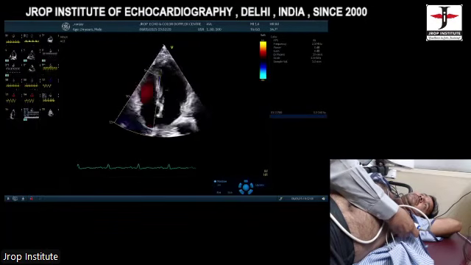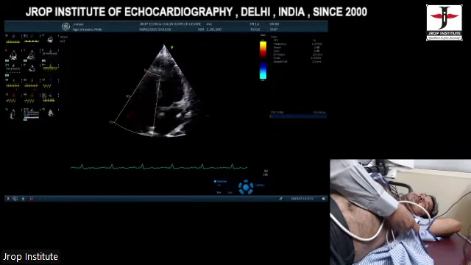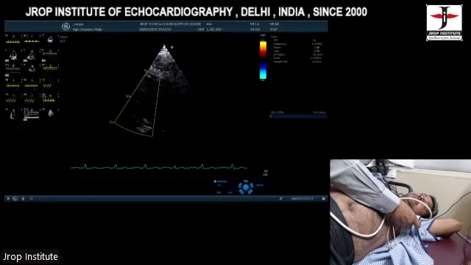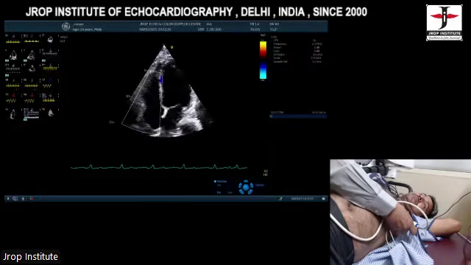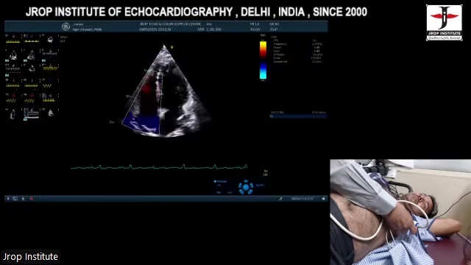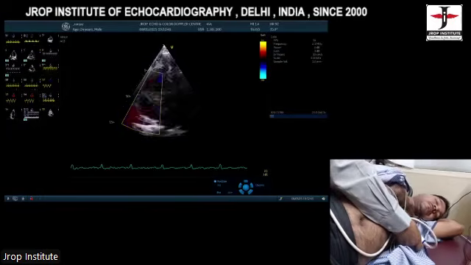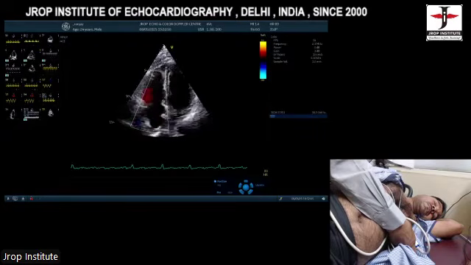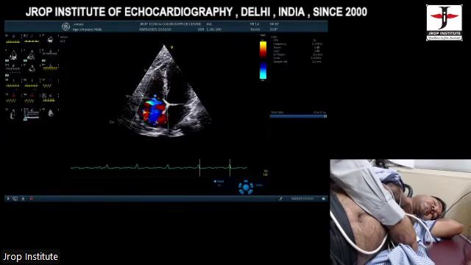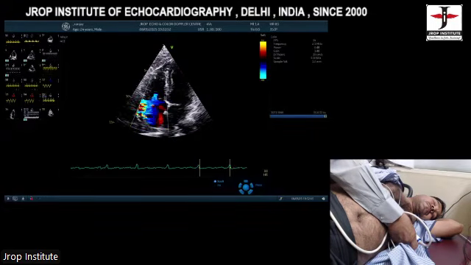Look, I can't see a good TR jet in my 4-chamber view. As soon as I start getting the focused RV view, I'll start getting a good TR jet. Now you can see a TR jet gradually. Now you can see a better TR jet, which was not seen in the 4-chamber view.